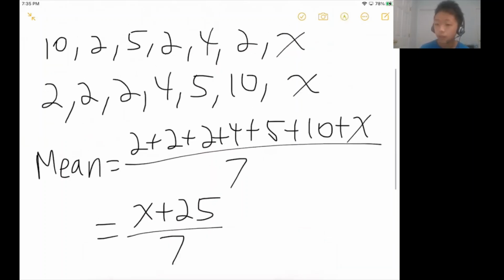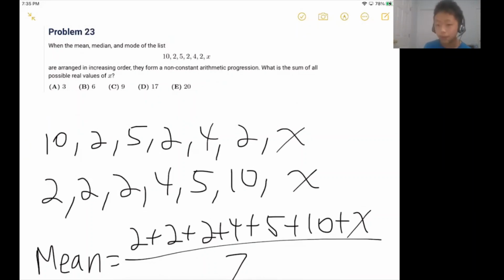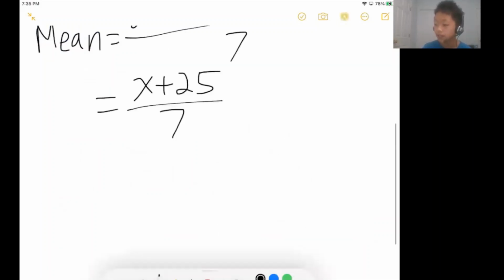Now let's also calculate the mode of these 7 numbers. The mode in a set of numbers, in case you don't know, is basically the most common number. In this case, clearly 2 is going to be the mode, because 2 appears the most often. So we have that the mode is equal to 2.